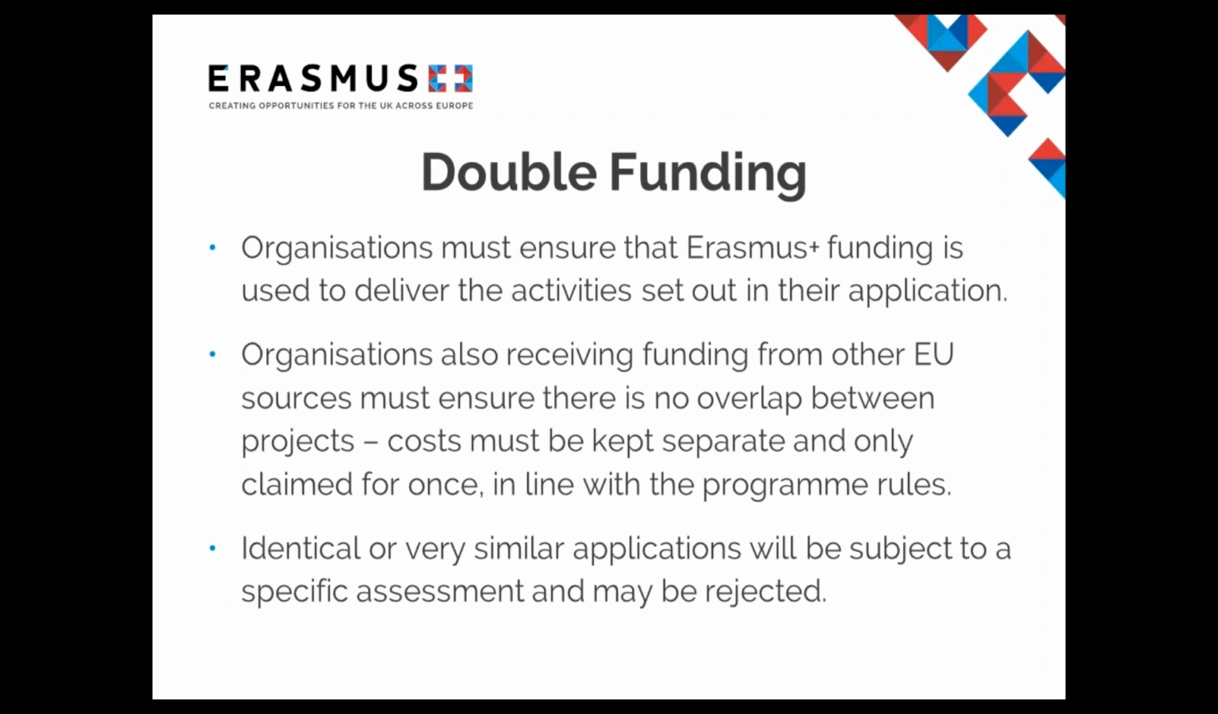Organisations must ensure that Erasmus Plus funding is used to deliver the activities that are set out in their application. If you or any of your partners are receiving other funding from other sources to deliver similar activities, including from other EU funding programmes, you must disclose this in the relevant section of the application form, and you must ensure that there is no overlap or risk of double funding. Each project is only entitled to receive one grant. Identical or very similar applications submitted either by the same applicant or partners or by a different applicant or partners will be subject to a specific assessment and may all be rejected.